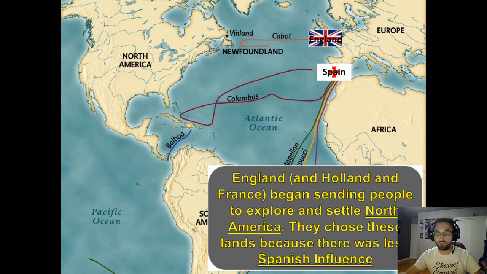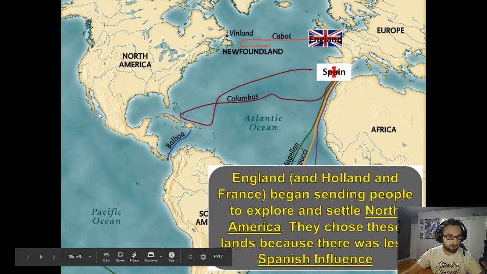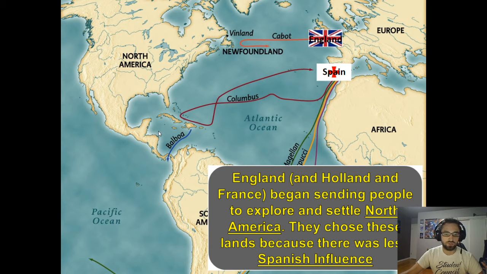So here's what actually happens. England runs into this problem, and also Holland and France are up in here as well, and they are running into the same problem. They can't get to the Americas because of Spain and their massive navy. So Spain controls South America and all of the Caribbean here, right? So England and Holland and France basically get smart, and they start sending people to North America.